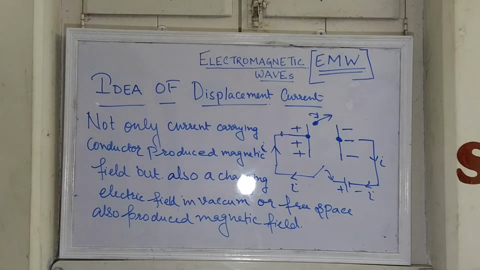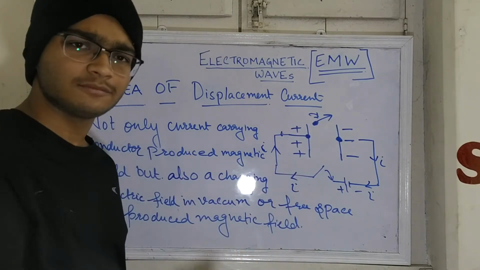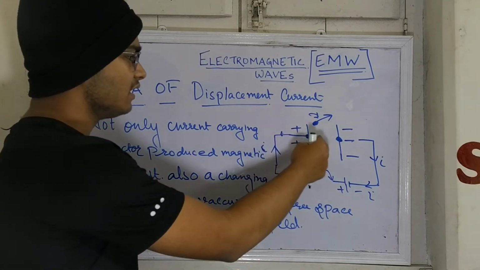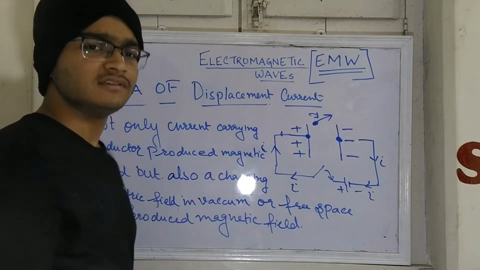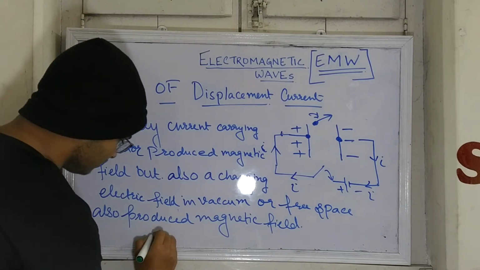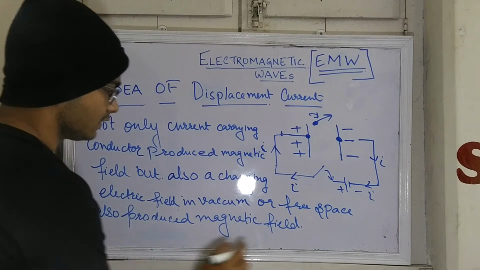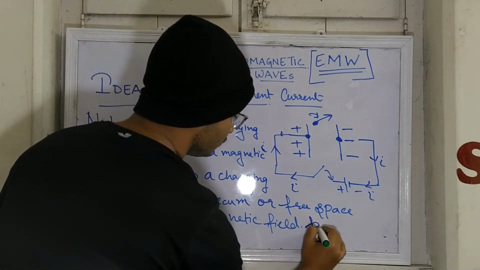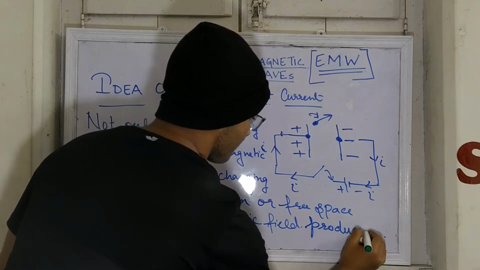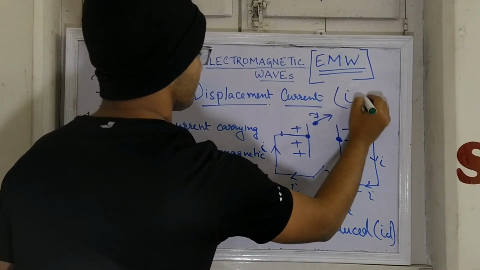right? Maxwell called this current, and this magnetic field was the source of the conduction of current. Means this magnetic field was produced gradually, and for this magnetic field a current was being produced between these two plates, which is called displacement current. And this current is denoted by ID, which is my displacement current, right?